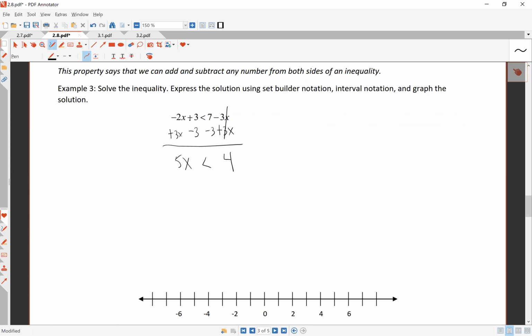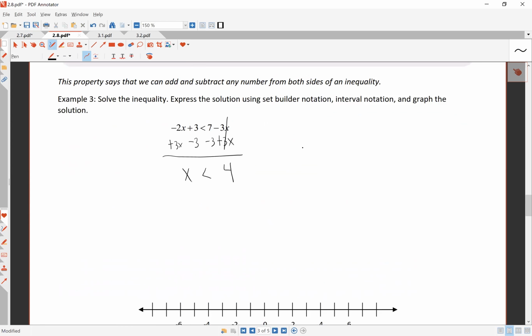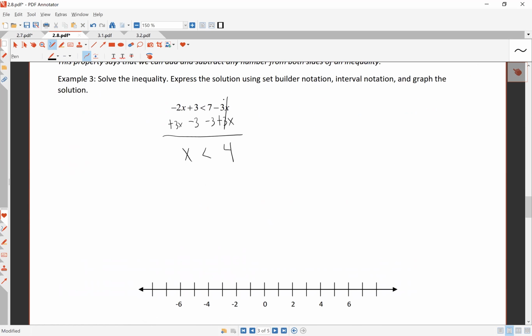Okay, so I added 3x to negative 2x, which gives me x. Is that clear? Oh, so it's not 5? No, I made a little mistake there, sorry. When I add 3x to both sides, that canceled that, and then positive 3 minus 2 is a 1.